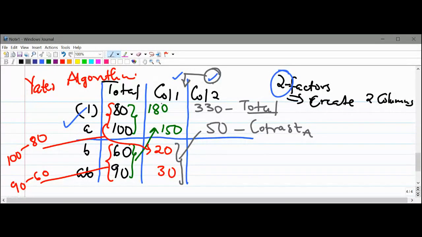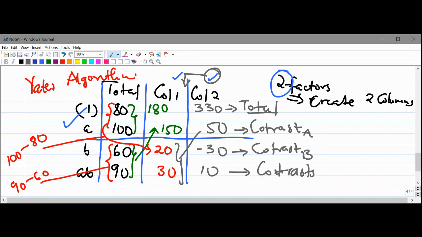And now we're done with the addition on the second column. We'll move to subtraction. 150 minus 180, which is negative 30. This is the contrast of B. The last one is 30 minus 20, which is 10. Yes, this is the contrast of AB.